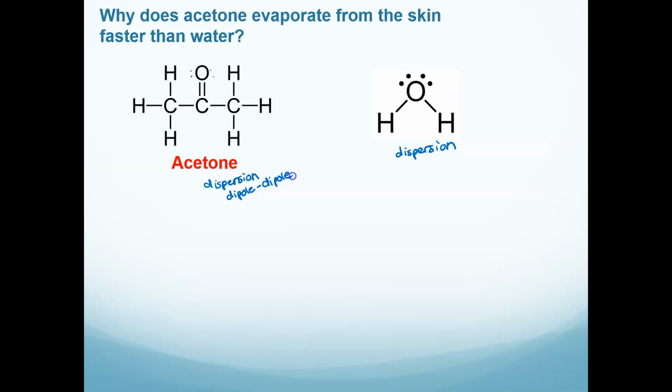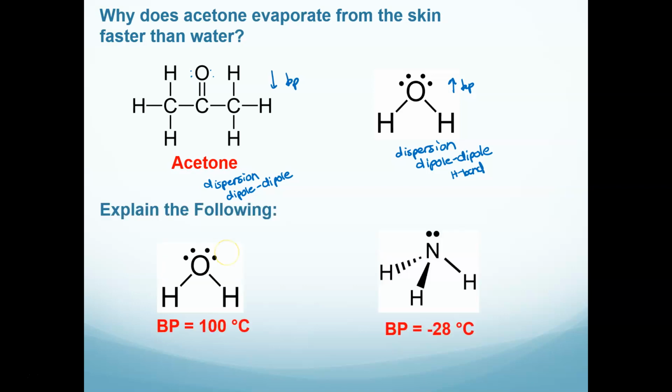dipole-dipole, and we have dipole-dipole. But since we have an OH bond in water, we also have hydrogen bonding. So it has stronger intermolecular forces. If we think about when we're evaporating, we're going from the liquid phase to the gaseous phase. So this is an example of a boiling point. Because we have stronger intermolecular forces, we would expect water to have a higher boiling point. And we would expect the acetone to have a lower boiling point, and that's why it evaporates from your skin a lot faster. Let's look at another example.